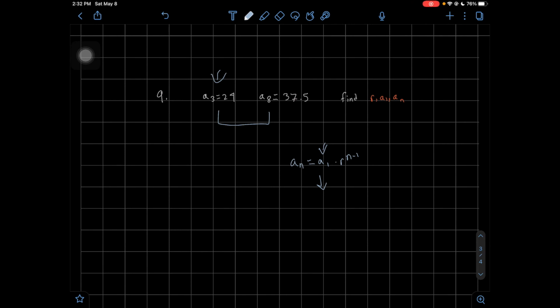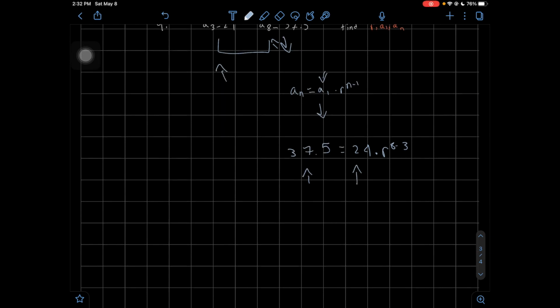So we have a of 8, so we have 37.5. And we're going to set that equal to our a of 3 value, which is 24, times our r, we don't know it yet, to the power of n minus 1, and n is going to be 8 since that's what we had here. 8 minus 1. But it's not going to be 1 because instead of having a 1 here, we're actually having a 3 because this was our a of 3 value. So that's how we're going to go about solving this.